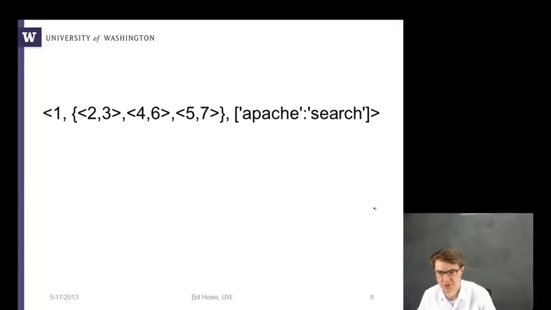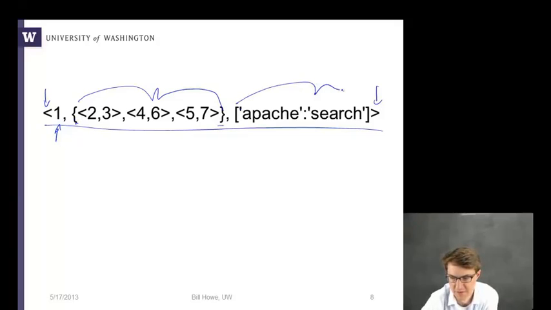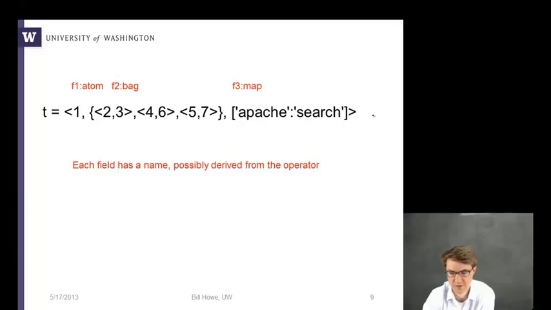Let's look at an example of this. What is this thing? Well, it depends on my notation, but assuming that you don't mind my angle brackets referring to tuple, you can see that this outer thing is a tuple, and it has three fields. It has an integer, which is just an atom, and then it has this thing, which is a bag, the curly braces I'm going to use to indicate bag, and then it's got this thing, which is a map, a dictionary, that has just one element in it, mapping the key Apache to the value search. So let's name these fields F1, F2, and F3, and we'll point out in a couple of slides where those names can come from. There are a few different places they can come from, but right now, just assume that we have them.